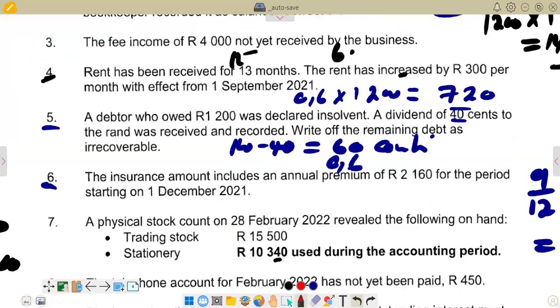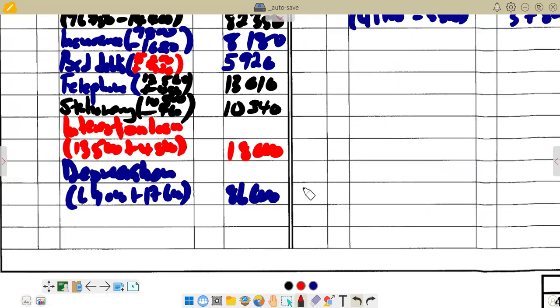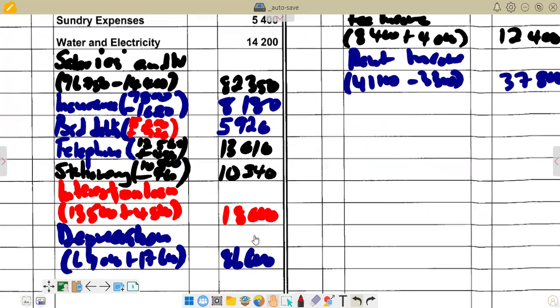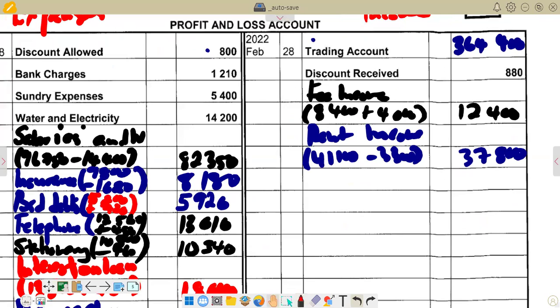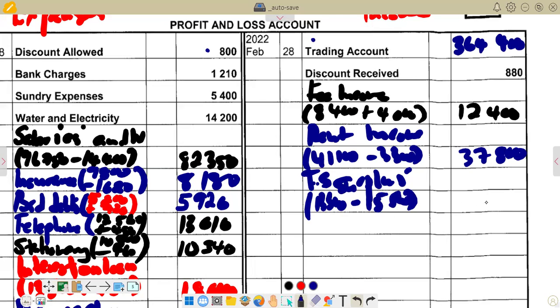So you come here, on the credit side, trading stock surplus. Right, so to get the trading stock surplus, you can just summarize the working. We said 13,300 minus 15,500, then we got 2,200. So this is what we have.